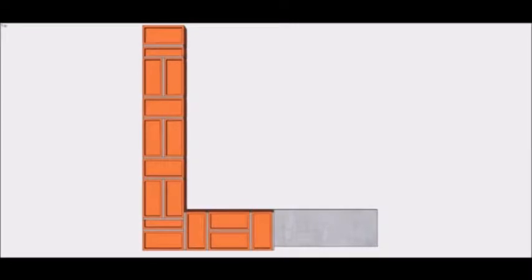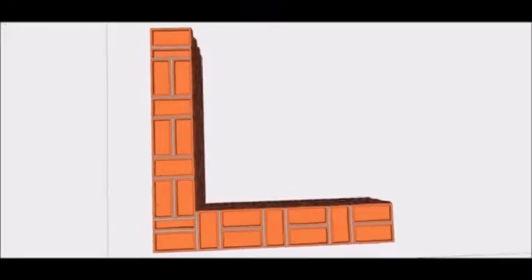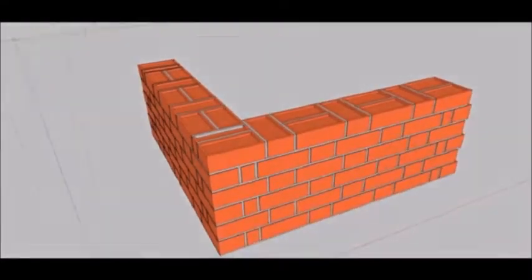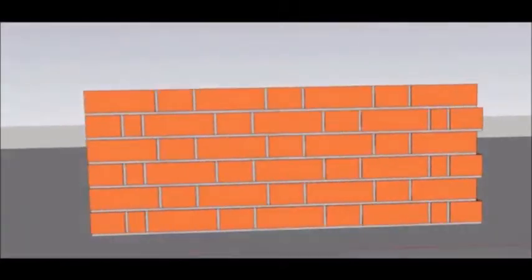Instead, we will start from placing the header first, which is just the opposite of what we did in course 1. Now, when we lay courses one above the other, in a 6-course sample we can see that there is a queen header in every alternate course. The inside face and outside face of the wall are the same.